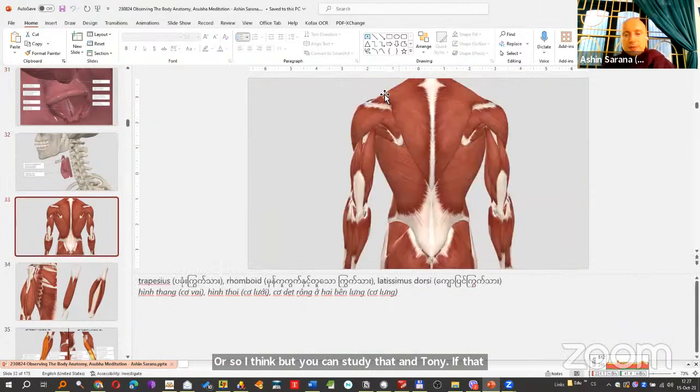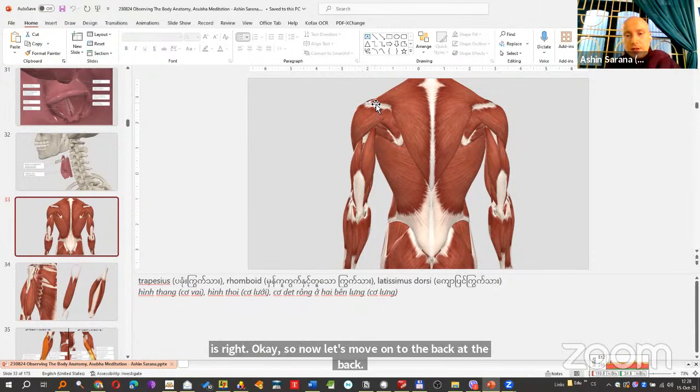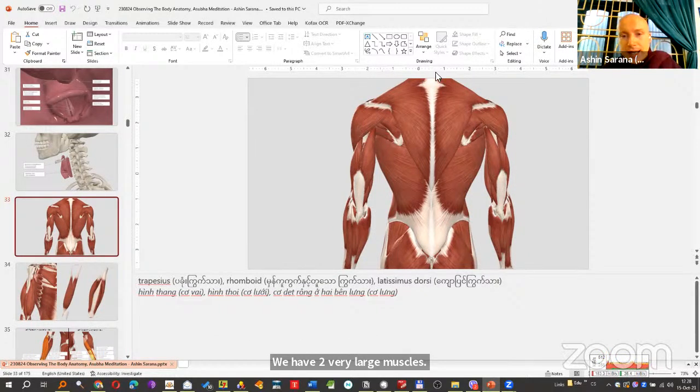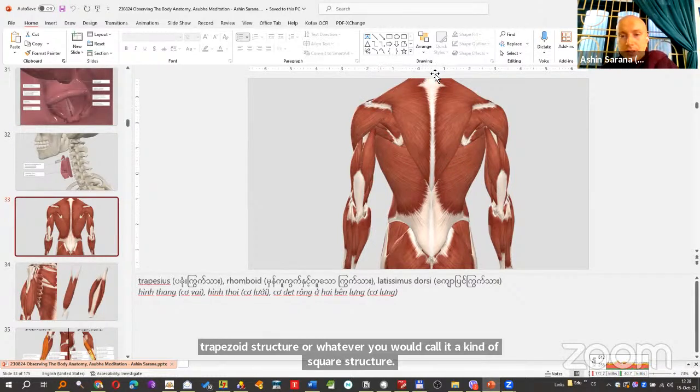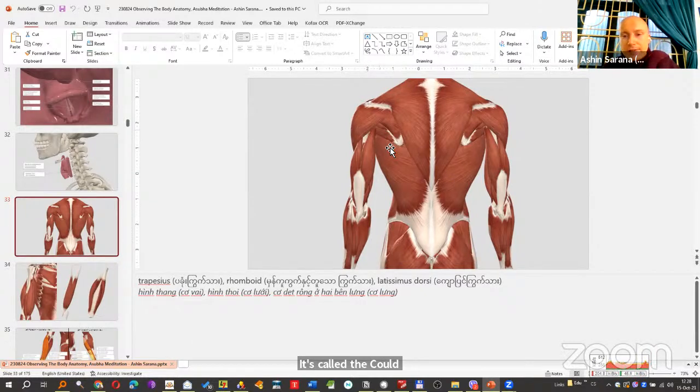Okay, so now let's move on to the back. At the back, we have two very large muscles. One which has a kind of trapezoid structure, or whatever you would call it, a kind of square structure. It's called the trapezia. And then we have latissimus dorsi right below that, which has a triangular shape. It's a very large muscle.